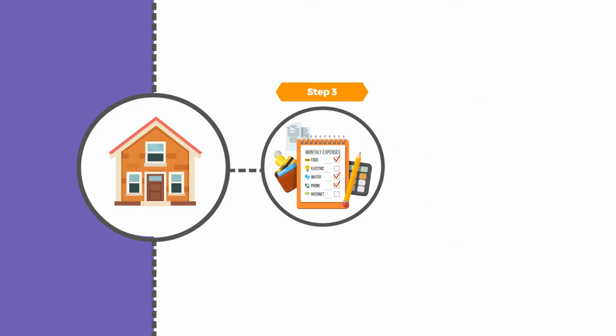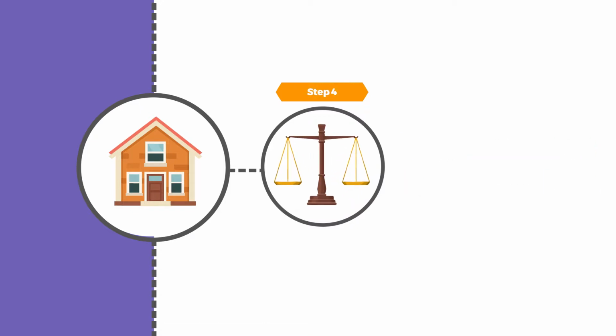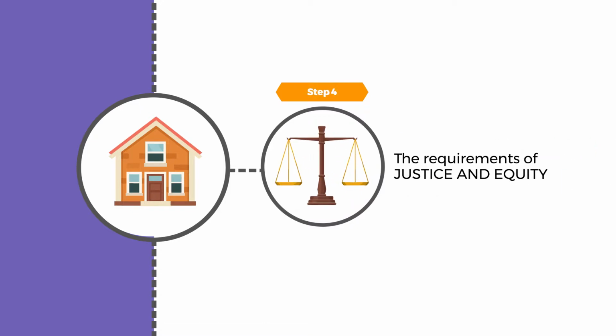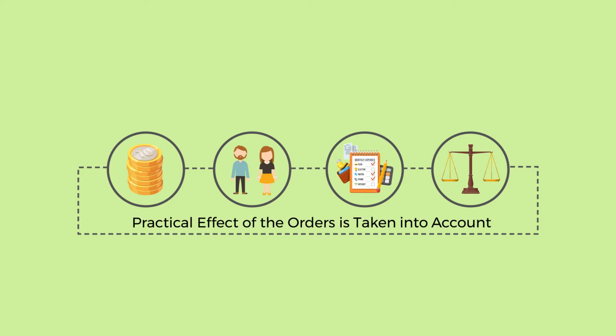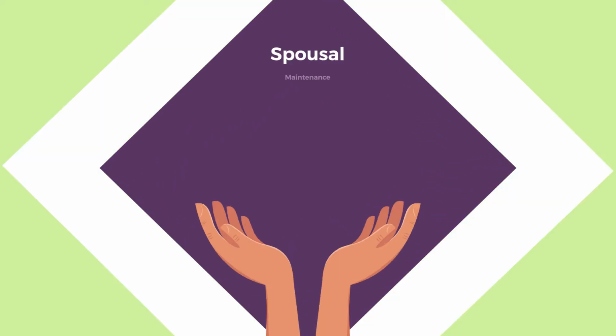The third step requires consideration of the parties' financial circumstances. This generally involves looking at the parties' future economic situation, although it may also involve consideration of their past contributions. The fourth step requires consideration of what justice and equity require as far as the outcome is concerned. This aspect of the decision-making process occurs throughout each stage and aims to ensure that the practical effect of the orders is taken into account.